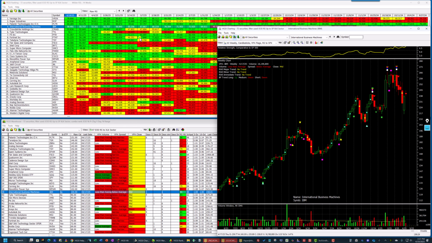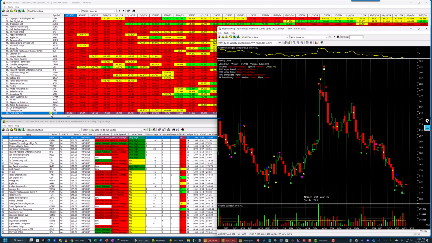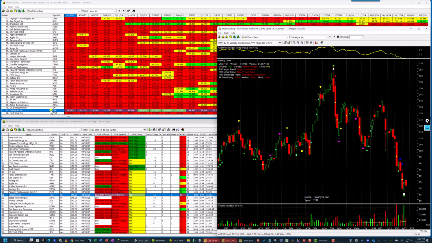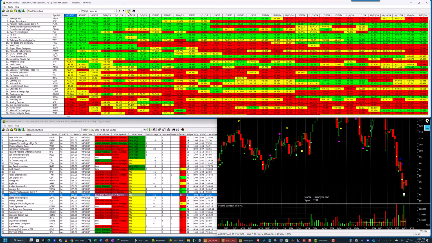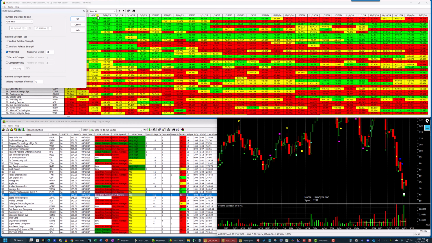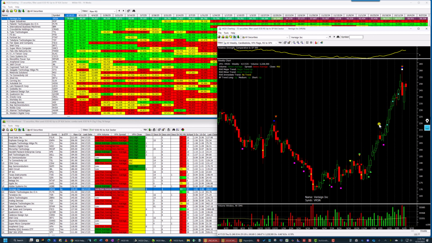IBM. Let's go down to the bottom here. Well, we've already looked at First Solar, but you can see the difference between the top and the bottom by selecting Wilder RSI 14 weeks. There's just so many broken down stocks, especially in this group, but I do like to use this. VeriSign is the outstanding performer, and it has been for quite some time, for several weeks.